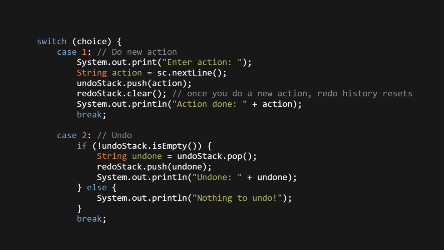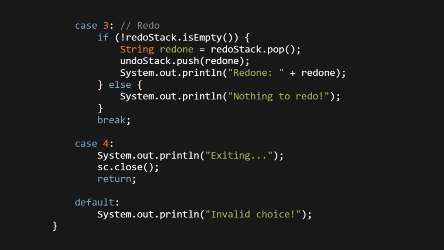Break. Case 2, undo. If not undoStack.isEmpty(), String undone = undoStack.pop(). redoStack.push(undone). System.out.println("Undone: " + undone). Else System.out.println("Nothing to undo"), break. Case 3, redo. If not redoStack.isEmpty(), String redone = redoStack.pop(), undoStack.push(redone), System.out.println("Redone: " + redone), else System.out.println("Nothing to redo"), break.